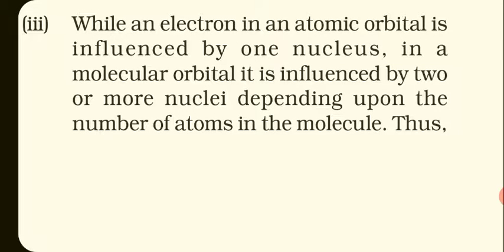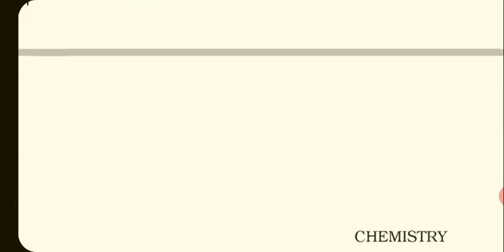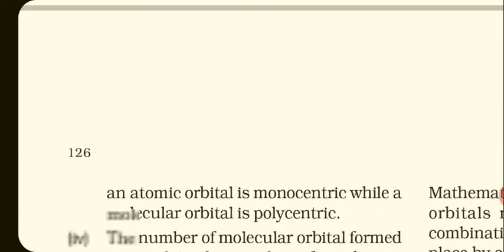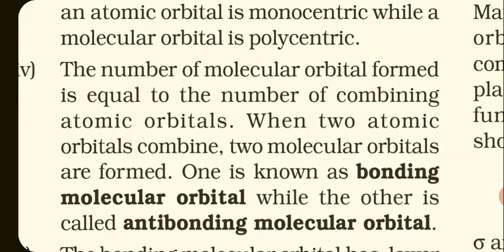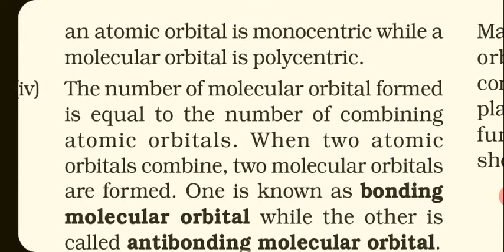The third point is, while an electron in an atomic orbital is influenced by one nucleus, in a molecular orbital it is influenced by two or more nuclei depending upon the number of atoms in the molecule. Thus, an atomic orbital is monocentric while a molecular orbital is polycentric.